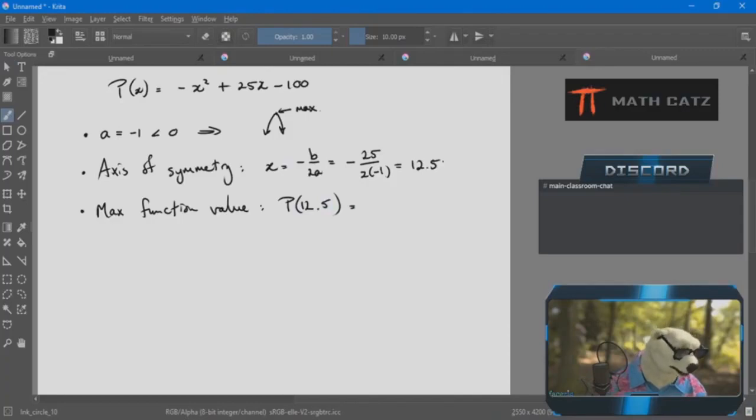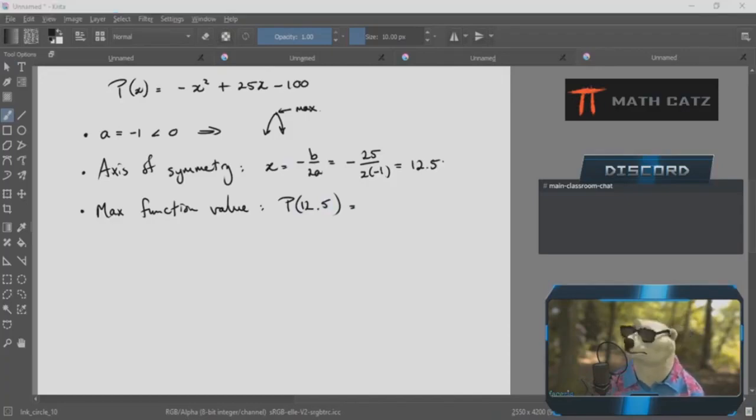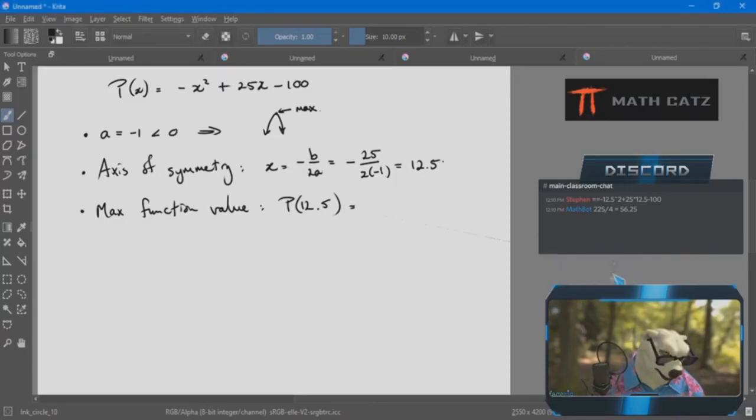Let's see if MathBot is interested in helping me, but please confirm what I'm getting here. Make sure you can calculate these things as well, right? Or try some MathBot action, get your own calculator, do whatever you want to do, but you have to be able to do it. So we'll do a negative 12.5 squared plus 25 times 12.5 minus 100. MathBot says, and I hope it's correct, 56.25.